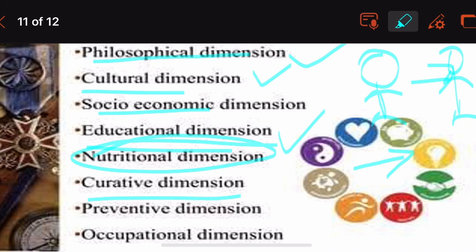We have the curative dimension and the preventive dimension. In curative, we deal with an individual person where you're curing the disease in that individual person, whereas the preventive dimension deals with the mass. You're preventing a disease in the mass, a large population is involved here. Then we have occupational dimensions, occupational related diseases and so on, which we'll again be dealing with in the further chapters. I hope this is clear. As of now, you just have to memorize the names, that is philosophical, cultural, socio-economic, educational, nutritional, curative, preventive, and occupational.